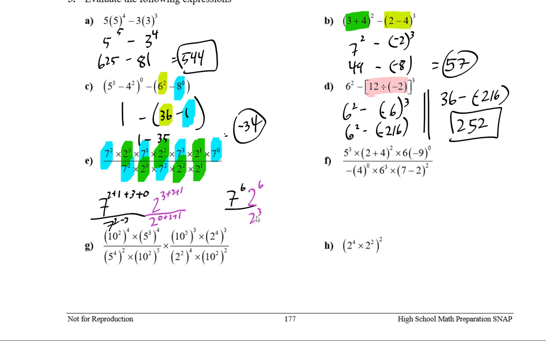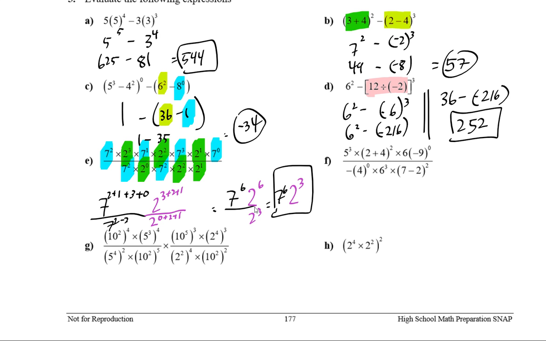When we're dividing with the same base, we're subtracting. So this is 2 to the power of 6 minus 3. 6 minus 3 is just 3. And our 7 we've already figured all out. It's just 7 to the 6th. So that's our final answer there.